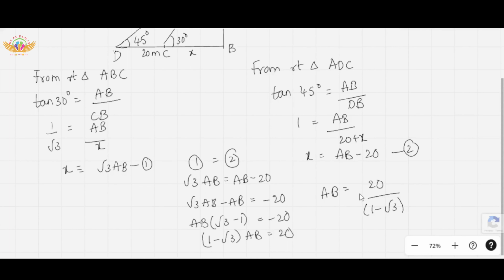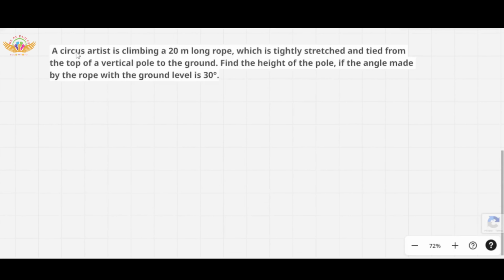Give a good ending for every question. You have to write: hence the height of the tower AB is equal to 20 by 1 minus root 3. Done. Here is another question: a circus artist is climbing a 20-meter long rope.